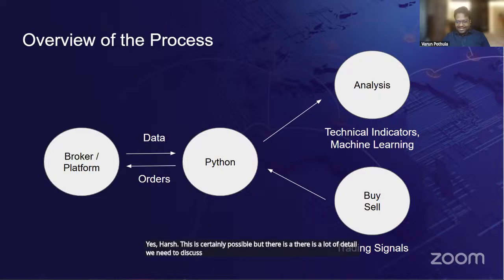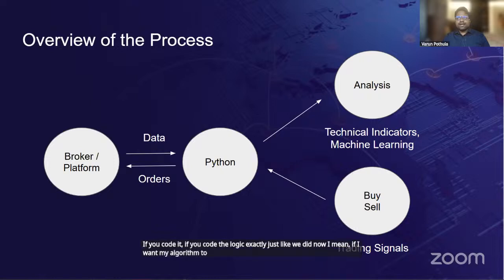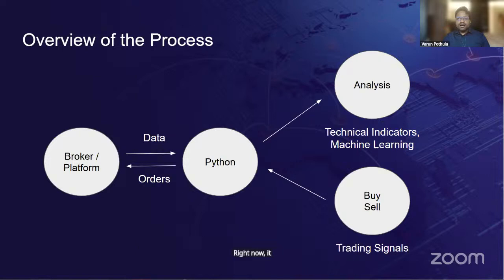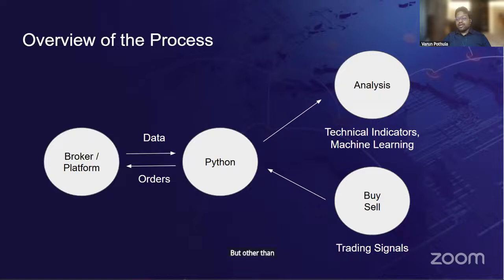If you say you want your algorithm to do everything for you, if you code the logic just like we did now, if I want my algorithm to just analyze SMA and then take a decision, right now it can't do it because I didn't leave the decision for it. I wrote the logic. I told it if SMA 5 is less than SMA 10, then take this action. If not, do that action. But other than that, let's say you don't want to write that logic also.